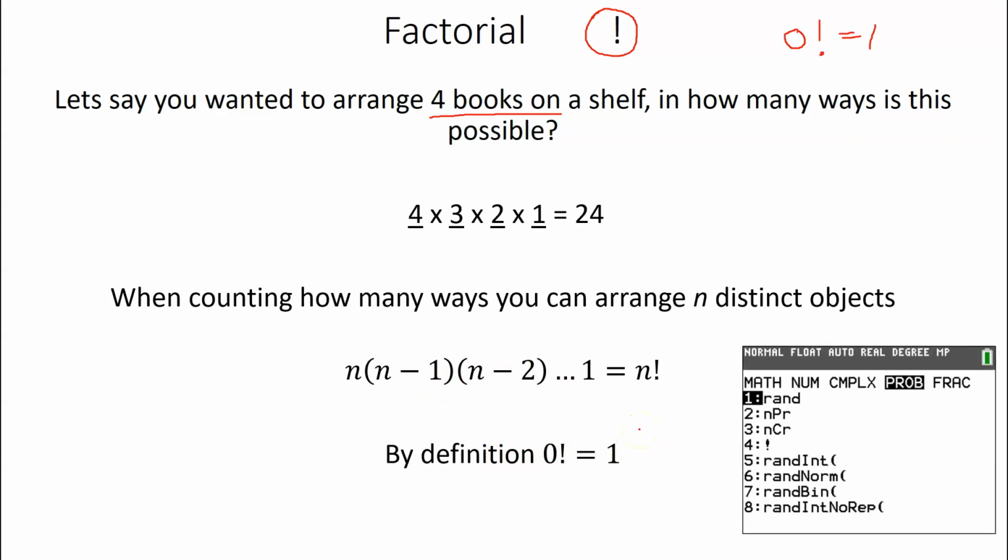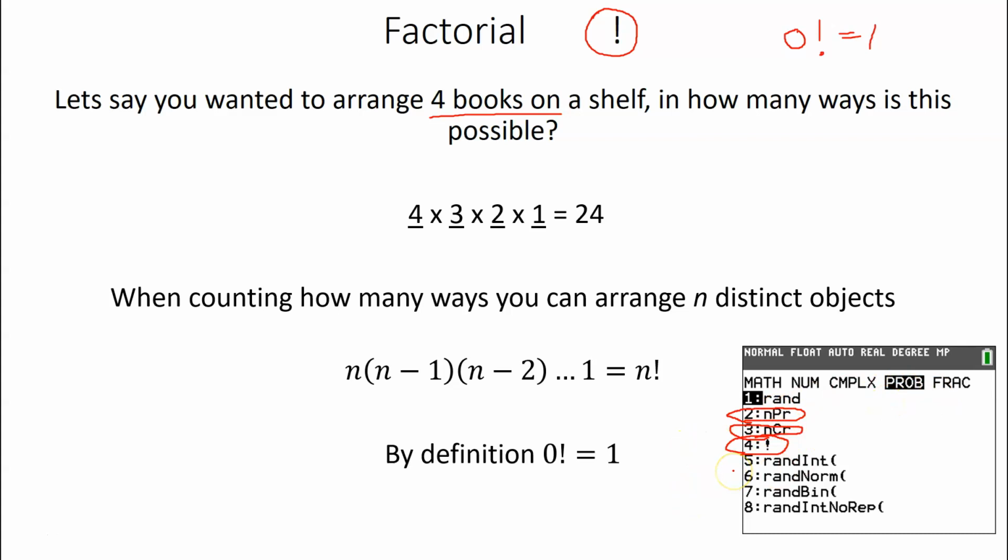Now, on your graphing calculator, you have a factorial button. If you hit your math button and then go over to probability, we're going to see a few of these things come out of here today. Then the fourth thing down is your factorial. We've also got in here one we come back to today, that's going to be for our permutations, and we're also going to use this one today. That's for combinations.